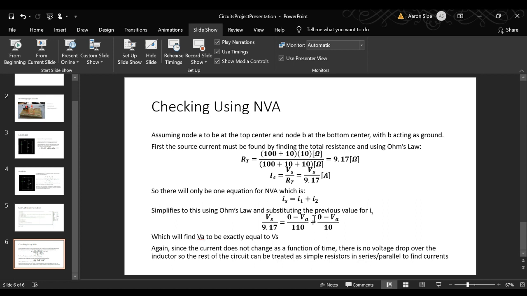And since ground will be the only other node of relevance here, current 1 will be 0 minus VA over 110 ohms, which is just the resistor plus the diode resistance. Then on the right side, we have I2, which will be 0 minus VA over the 10 ohm resistance of the diode. If you've worked this out, VA will be exactly equal to VS, which is what you expect, with no resistance between the two. And then I explained that the inductor can be ignored for most of these calculations since there is no time rate of change of the current.